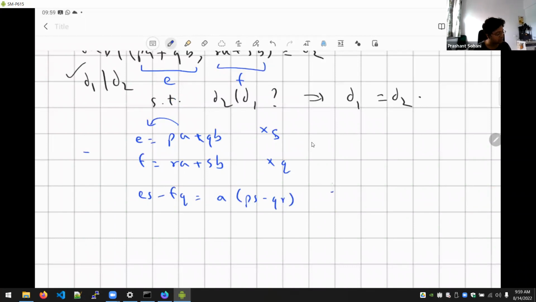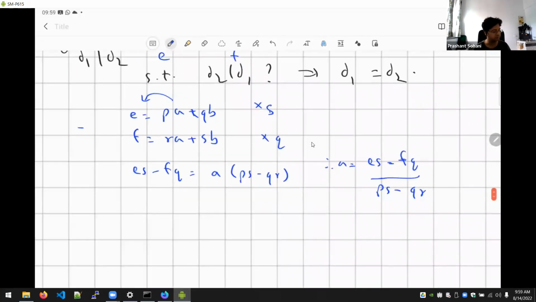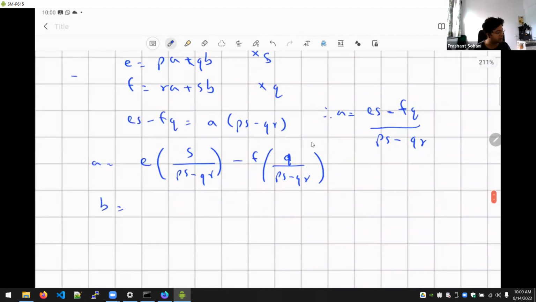So B will get cancelled, and what we get is ES minus FQ is equal to A times (PS minus QR). So therefore, A can be written as ES minus FQ upon PS minus QR. And here we are treating A as a linear combination of E and F, right? So let me write it that way: E times (PS minus QR) minus F times Q, upon PS minus QR. At this point, we don't know whether these are integers or not, but we have just written the expression. So A can be written in this way, and similarly B can also be written.